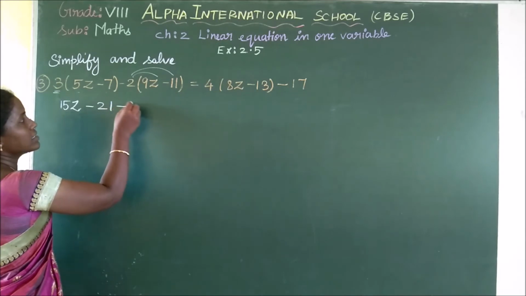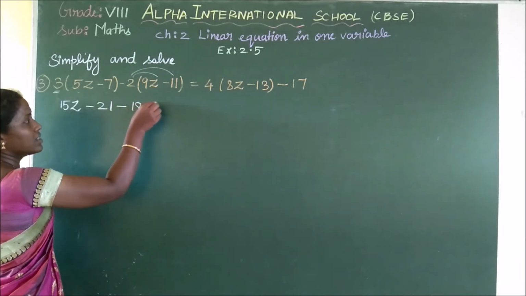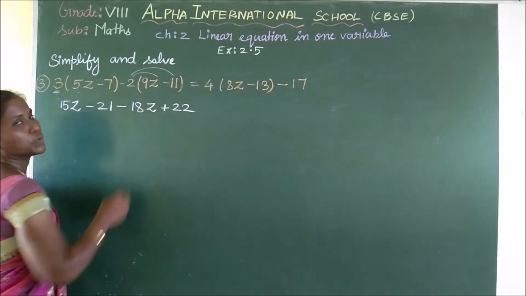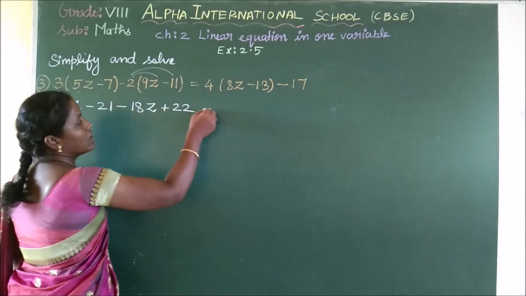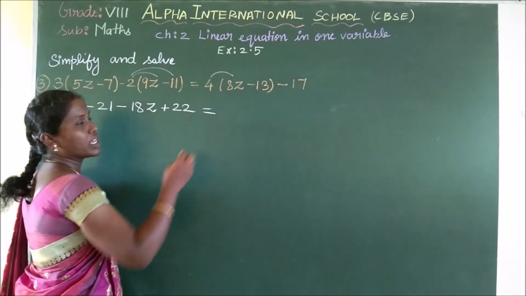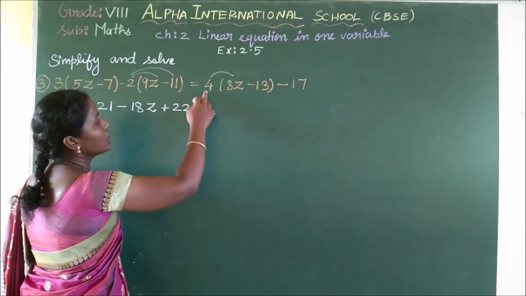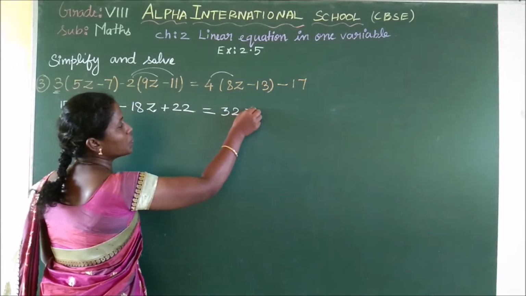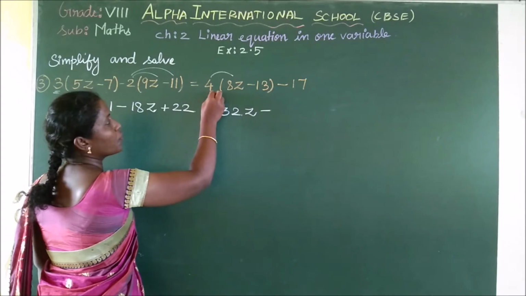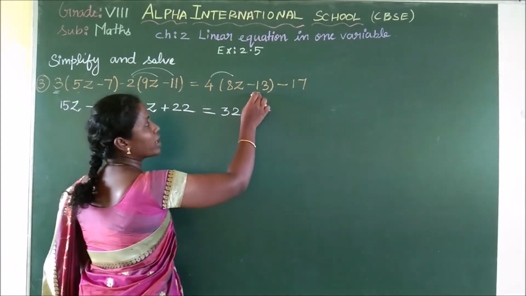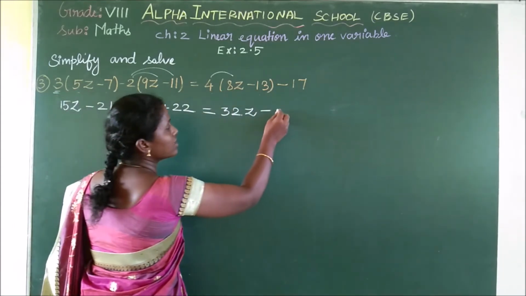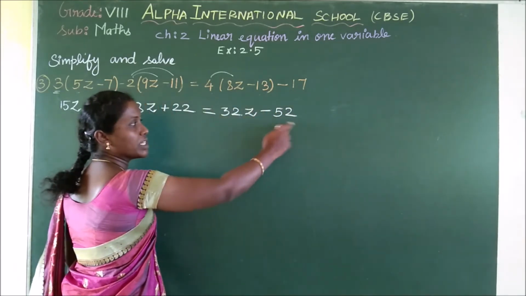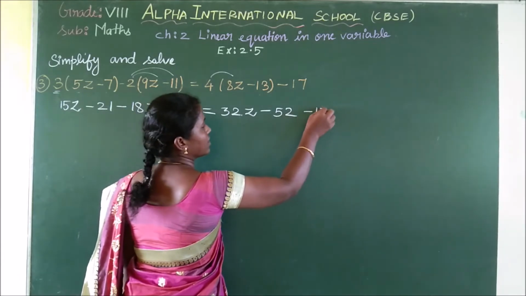So minus 9 2s are 18z, and minus into minus will become plus. Now the right hand side of the equation, 4 into 8z. So 8 4s are 32z, minus 4 into 13. What is the product of 4 into 13? It is 52, isn't it? 4 3s are 12, remaining 1. So it is 52, minus 17.